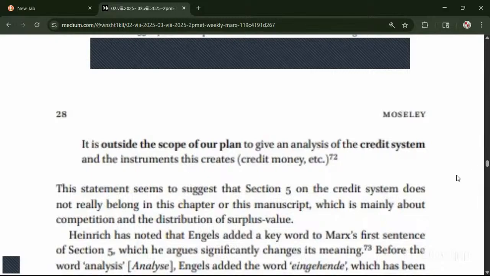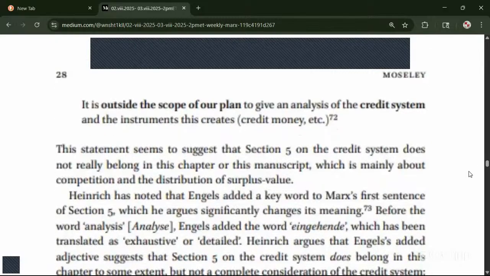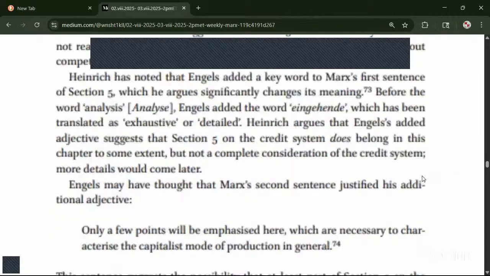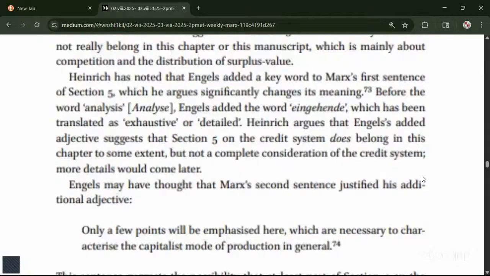Footnote 72. This statement seems to suggest that section 5 on the credit system does not really belong in this chapter or this manuscript, which is mainly about competition and the distribution of surplus value. Heinrich has noted that Engels added a key word to Marx's first sentence of section 5, which he argues significantly changes its meaning. Before the word analysis, Analyse, Engels added the word eingehende, which has been translated as exhaustive or detailed. Heinrich argues that Engels' added adjective suggests that section 5 on the credit system does belong in this chapter to some extent, but not a complete consideration of the credit system. More details would come later.